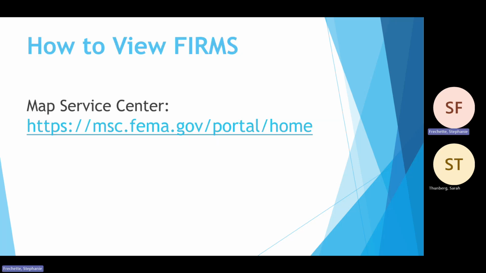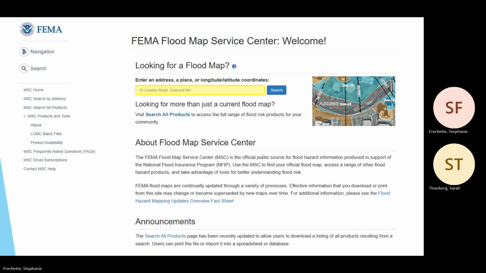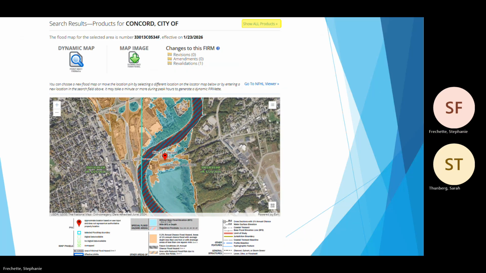There are several websites to view the flood insurance rate maps. We'll start with FEMA's Map Service Center, which is linked here. When you arrive at the FEMA Map Service Center, you can enter an address into the search bar. It will bring you to a page with a map of the area you searched for.